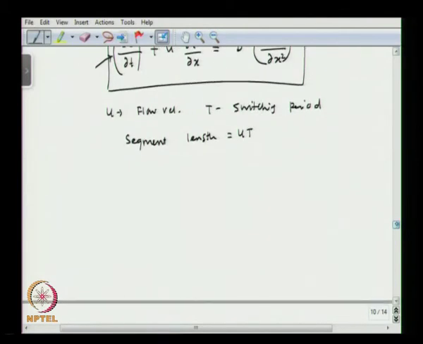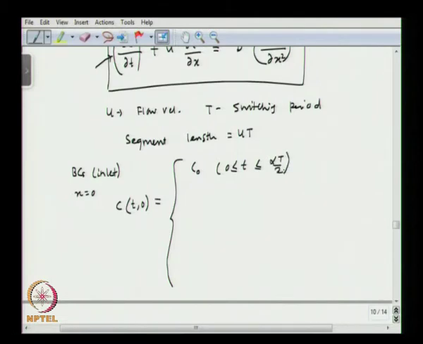So let us define the boundary conditions at the inlet, which is x equal to 0. We can define C at x equal to 0 at any time t as C0 when 0 is less than t less than alpha T by 2, because we are doing the solute injection for alpha T by 2 time.